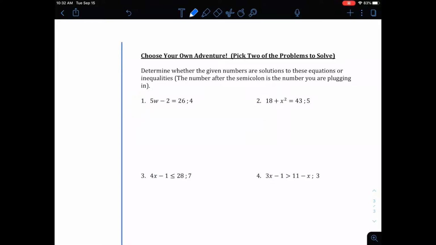Probably a good idea. But this one's written a little bit differently. It says 5w minus 2 equals 26, and it's got a semicolon for 4. What that means is we're going to plug in w for 4, plug in x for 5, plug in 7 for x, and plug in 3 for x. That just means what we're going to plug in for the variable we have here. Go ahead and pause the video and give it a try.